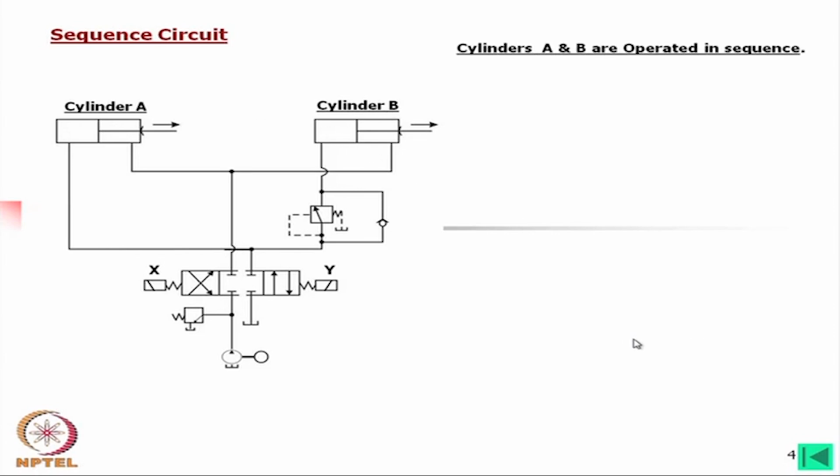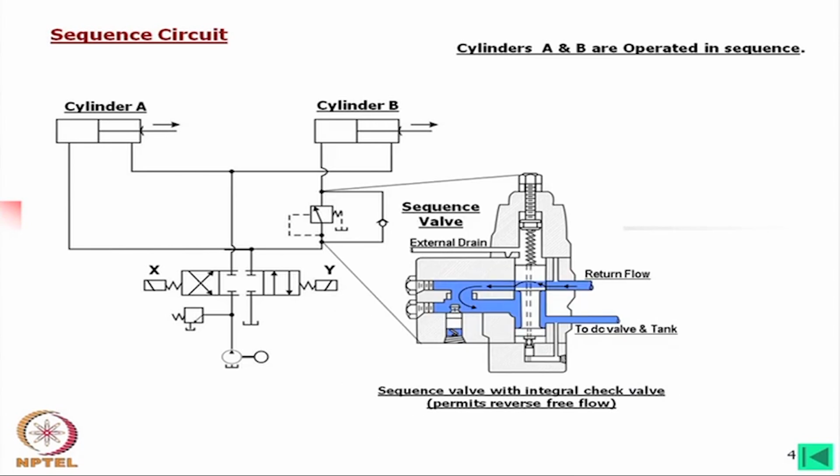Now, cylinder A and B are operated in sequence. We need to operate them in sequence, either cylinder A first or cylinder B. In this case, actually, cylinder A first and then cylinder B. This means that if they are of equal size, there will definitely be some pressure difference for the operations. Okay. So what we do is use a sequence valve here. Again, principle-wise it is more or less the same as the pressure relief valve.